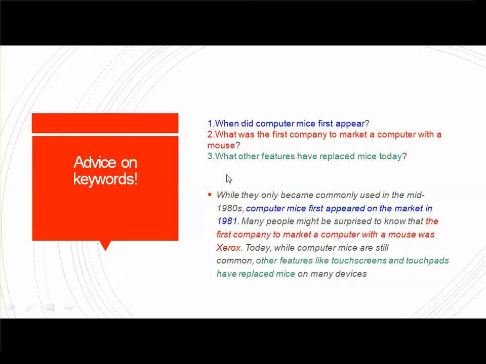So when you are scanning the text, when did the computer mice first appear? Mark the word appear and it matches in the text. What was the first company to market the computer? Market. Then we have market here. Oh, sorry. We have market here again. What other features have replaced mice today? Here we go again. We have replaced as a keyword.